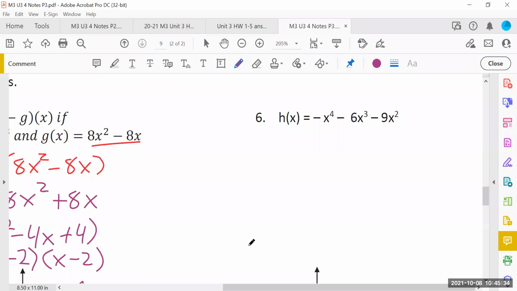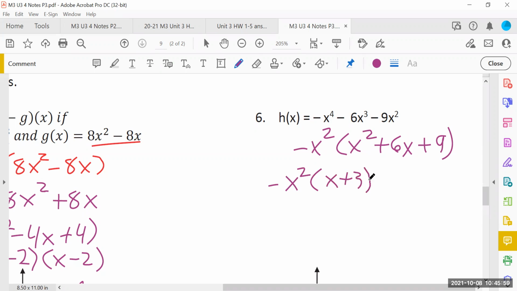Next one. All right, I see a negative x squared I can take out of this. x squared plus 6x, and then plus 9. Right, took an x squared out, took a negative out, switched all the signs. This would factor negative x squared, x plus 3, x plus 3. 3 times 3 is 9. 3 plus 3 is 6.